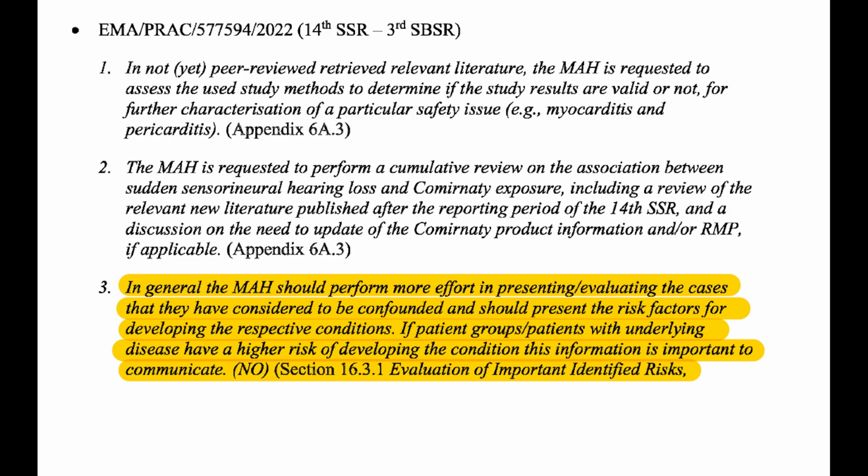And it was stated that in general, the MAH, or Pfizer, should put more effort into presenting and evaluating the cases that they have considered to be confounded, and should present the risk factors for developing the respective conditions. And further, if patient groups or patients with underlying disease have a higher risk of developing the condition, this information is important to communicate. This is a very important point.